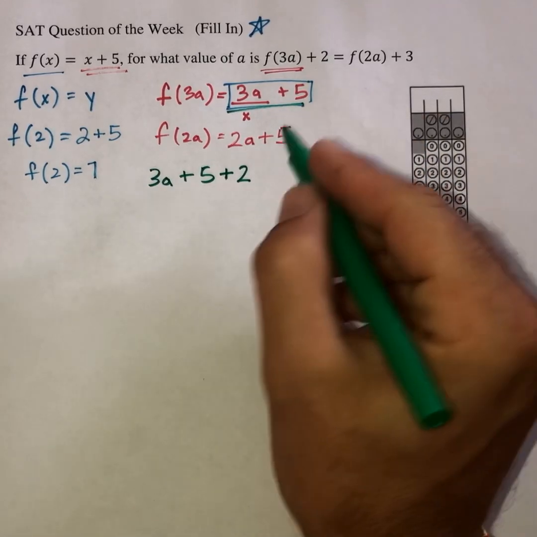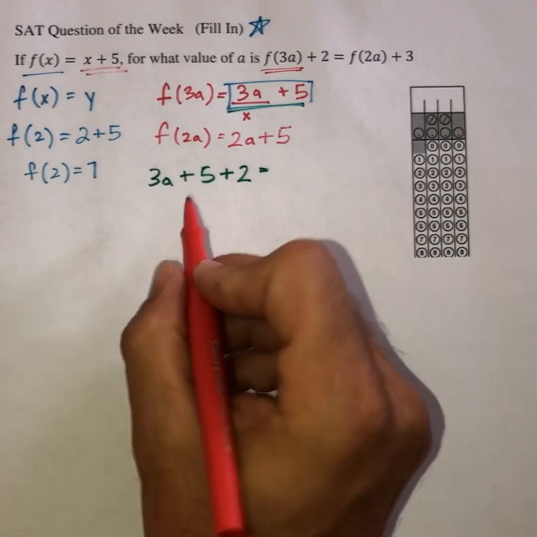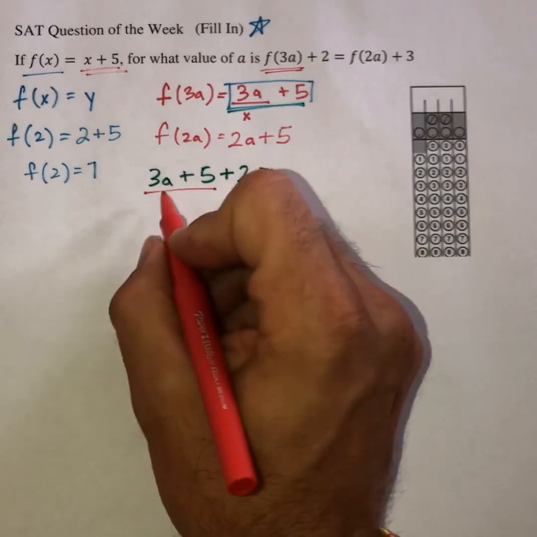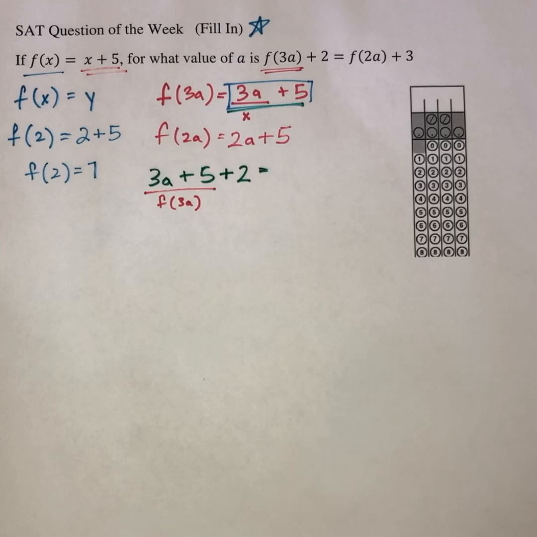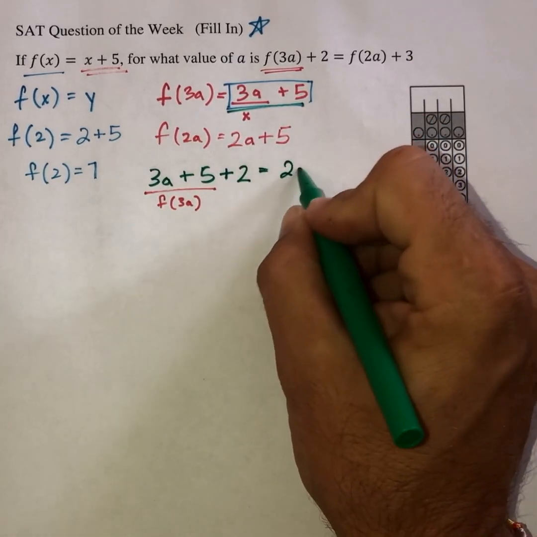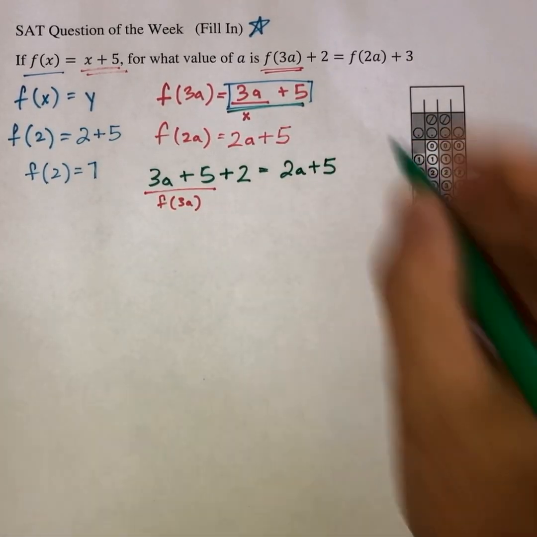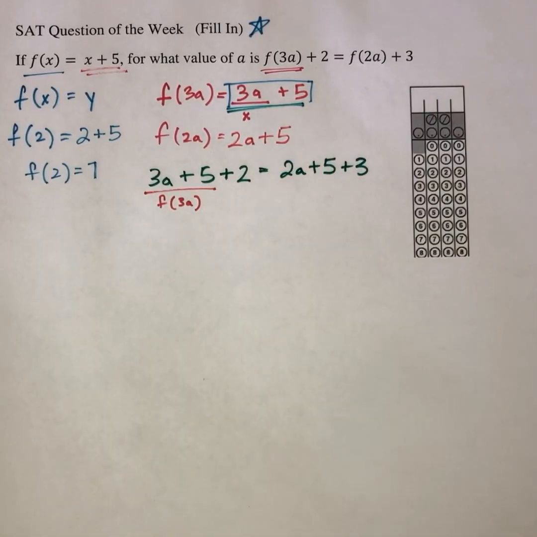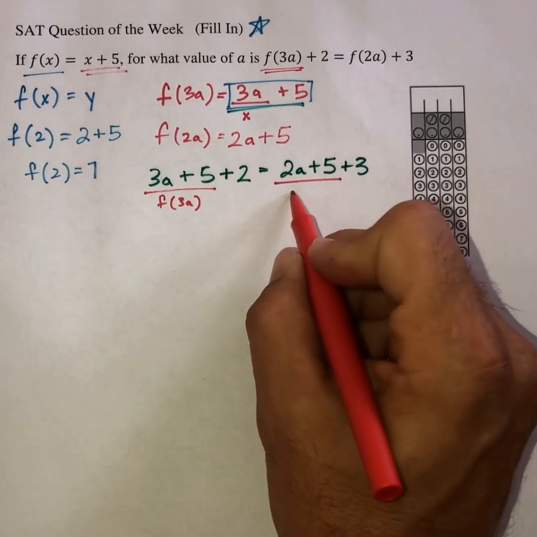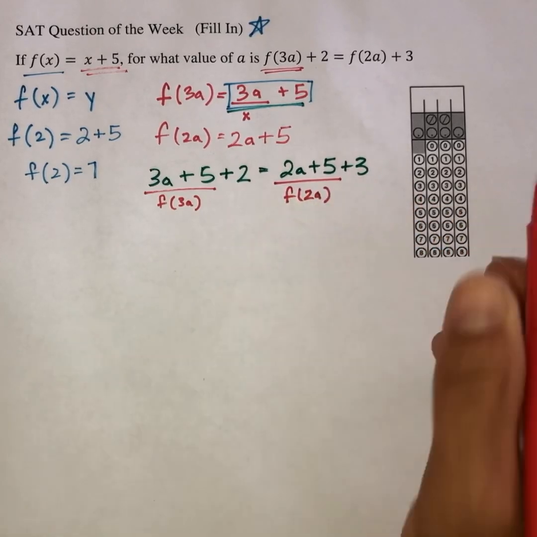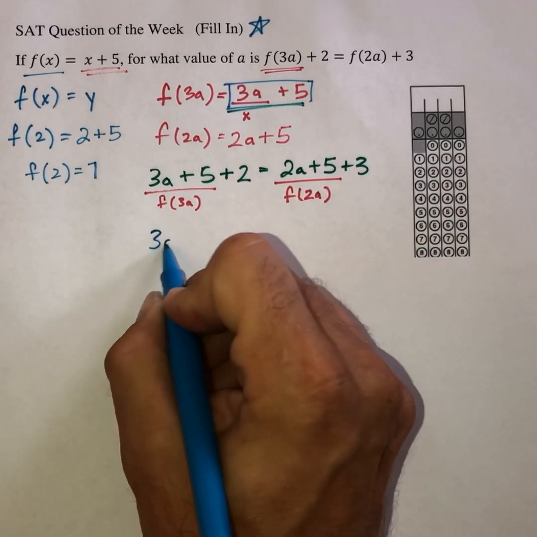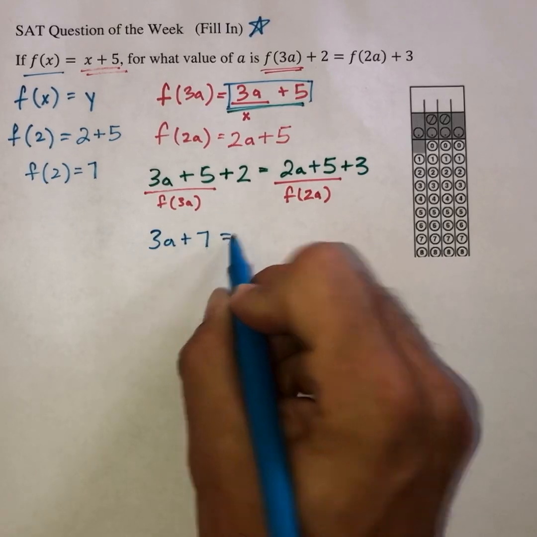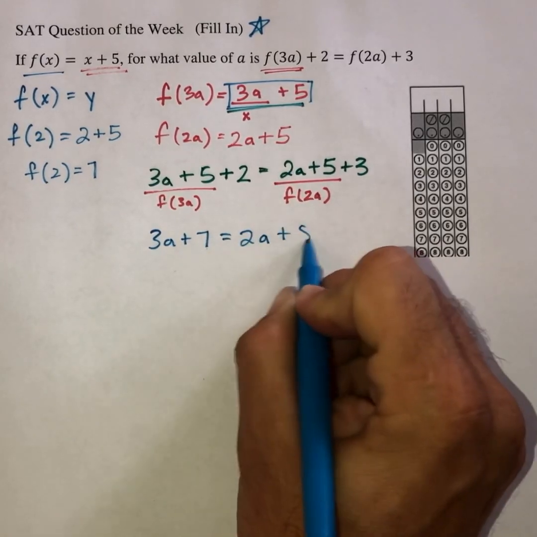So in this equation, we're plugging in 3a plus 5 for f of 3a, and we're plugging in 2a plus 5 plus 3 for f of 2a. This is our representation of f of 2a. And then combining like terms, we have variables and numbers on both sides of an equation here: 3a plus 7 is equal to 2a plus 8.